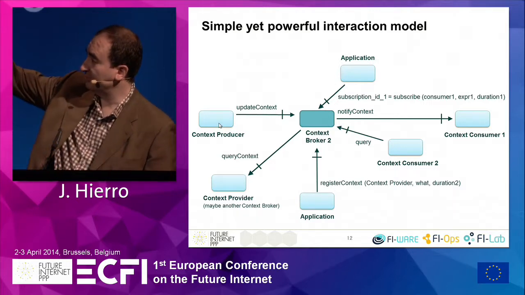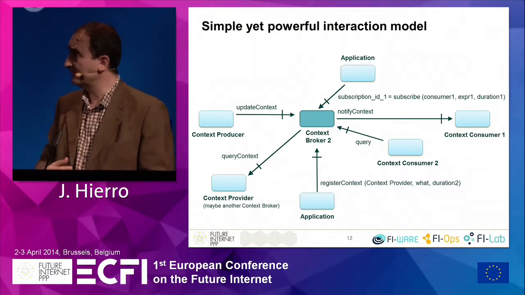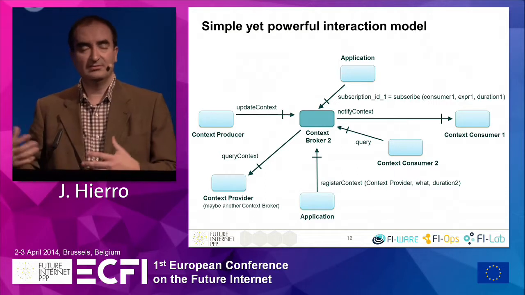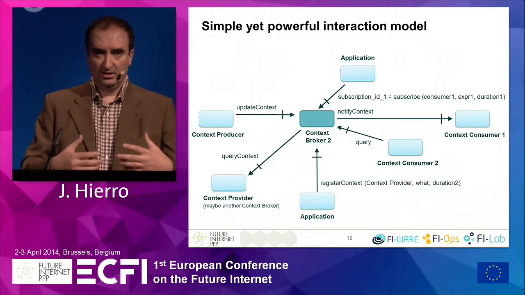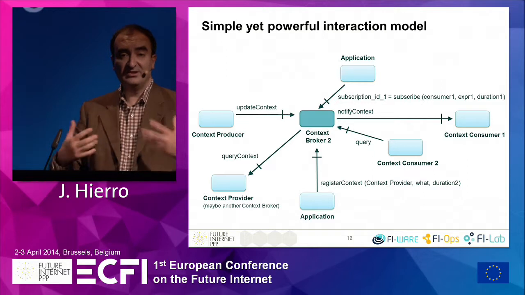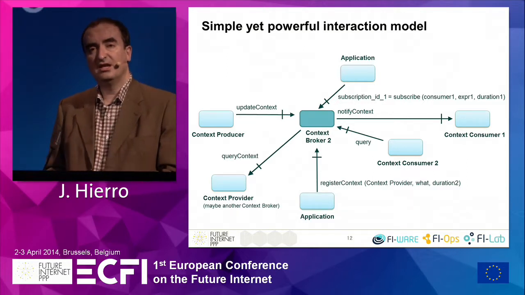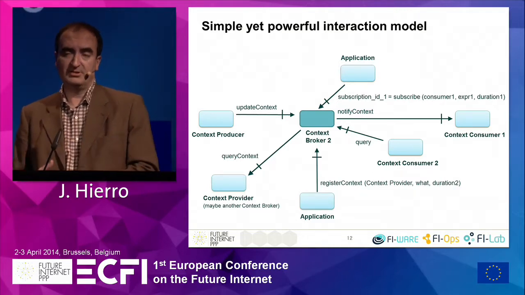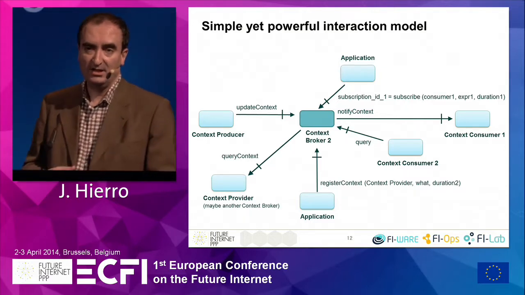Here we have the notion of context producer on the left side of the slide. These are typically the sources of information in your system. It could be systems in a smart city, it could be systems connected to sensors, or even the user interacting through a web application. By invoking an update context operation that the context broker exports, they can update the information of entities in the system.